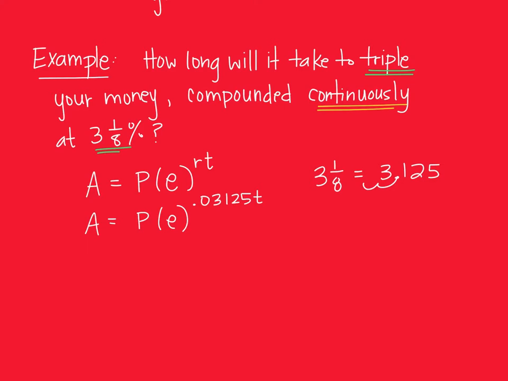Okay, so I don't know how much I'm starting with. I'm starting with P. It's an unknown amount. But can I triple P? Sure, it's just called 3P. All right, they're not trying to make it super hard on you.